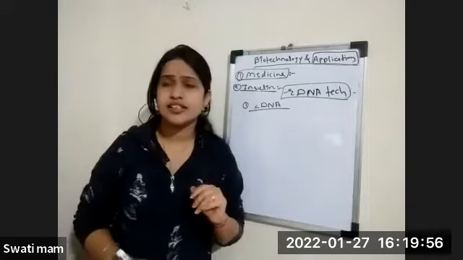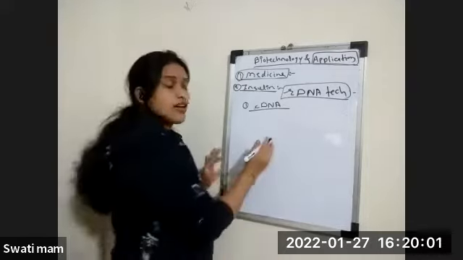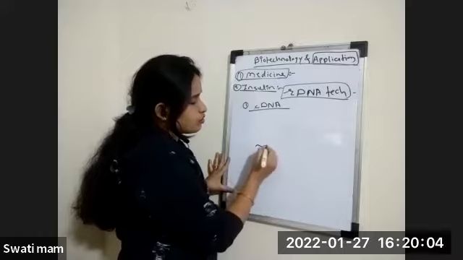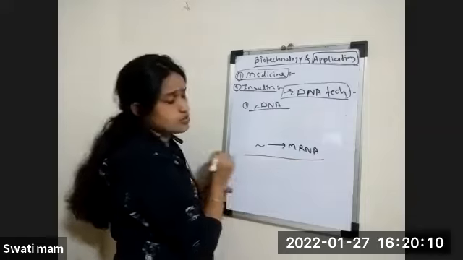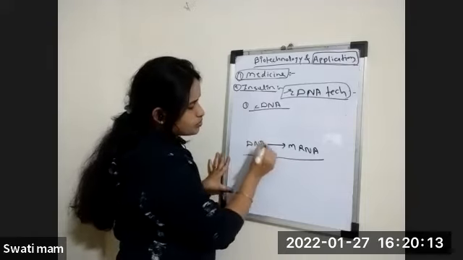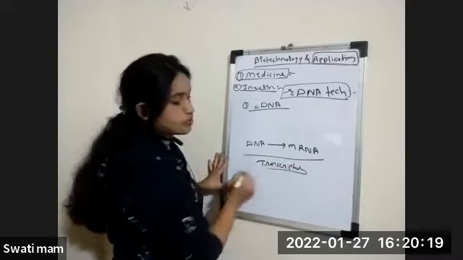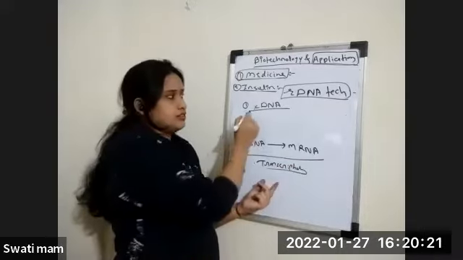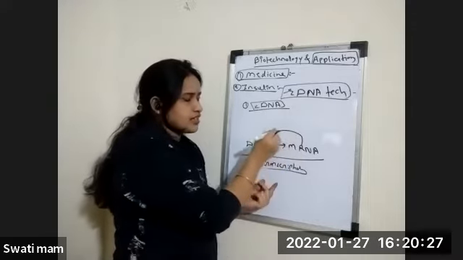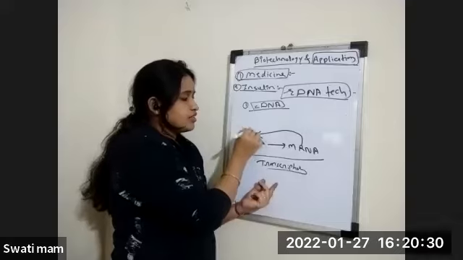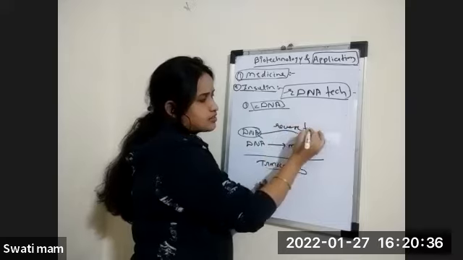But how does the cDNA form? I told you about those processes, transcription as well as translation. What happens in transcription? From a fragment of DNA, there is a formation of an mRNA molecule. This is nothing but the process of transcription. So for the formation of this complementary DNA, this mRNA is again converted into a DNA molecule by the enzyme reverse transcriptase.